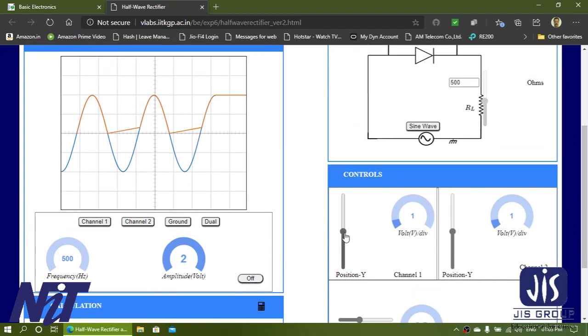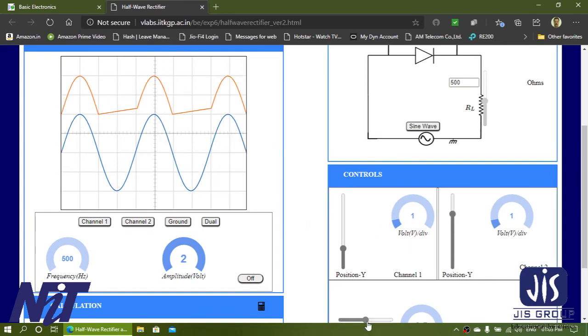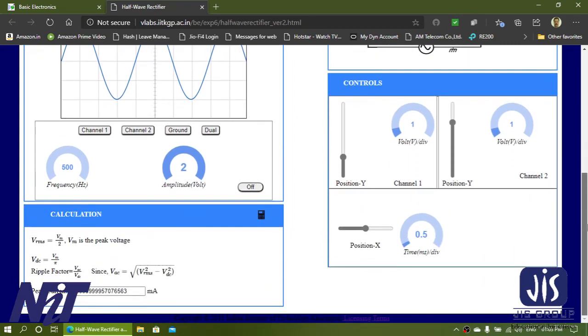Then we will have to see both the waveforms and separate them by varying this Y position knob. Y position for channel 1, this is your input channel, channel 1, and this is your output channel, channel 2. Then you will find the input and output both at a time. So now you will have to calculate. For your calculation, you have to read the Vm from the peak voltage.